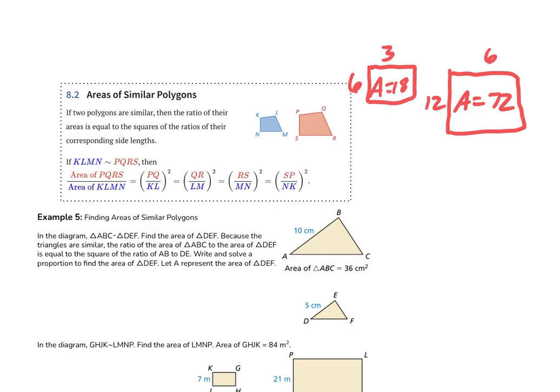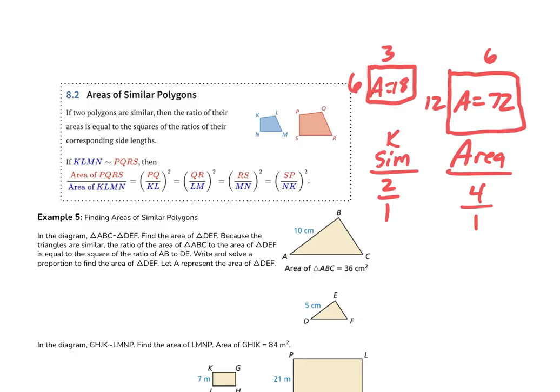What's 72 divided by 18? 4. Okay? So the similarity ratio, or our K value, is 2 to 1. Okay, our area ratio is 4 times bigger, 4 to 1. Okay, and so we got to talk about where does this number come from? Why is it 4 times bigger? Because the rectangle is only 2 times bigger. Why is the area 4 times bigger?